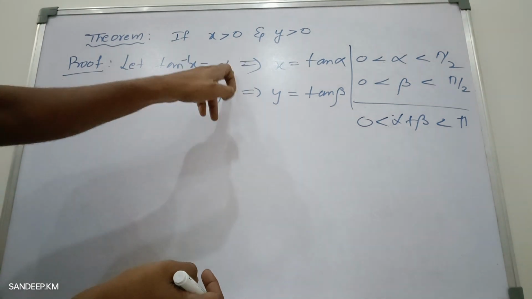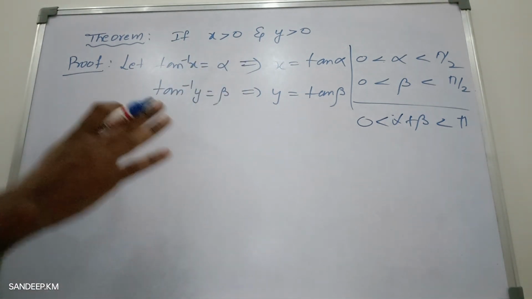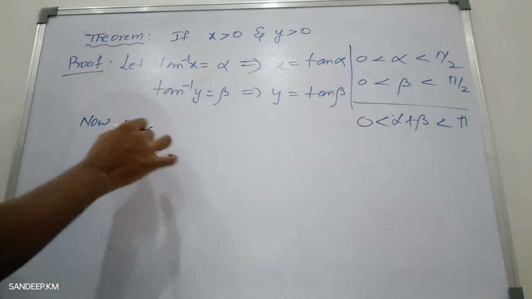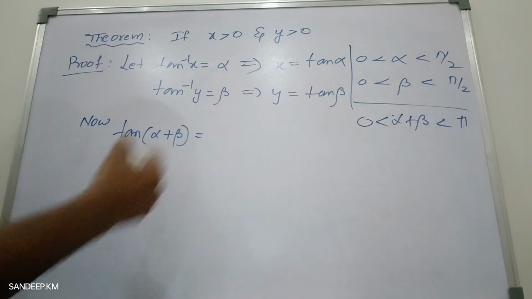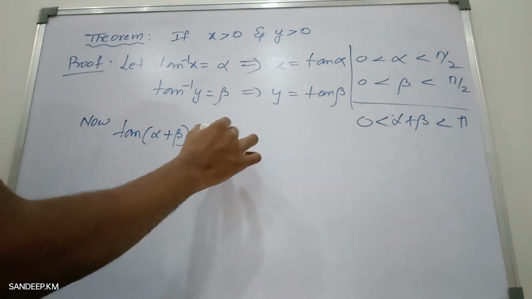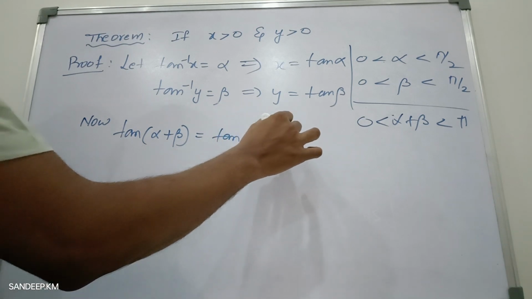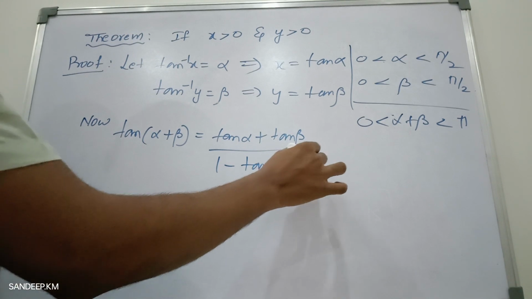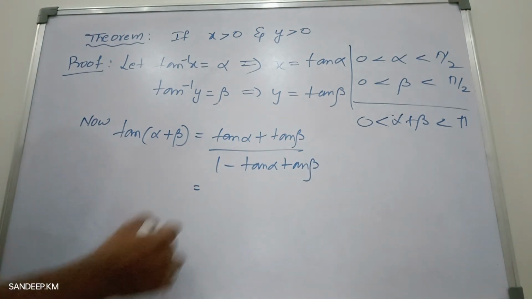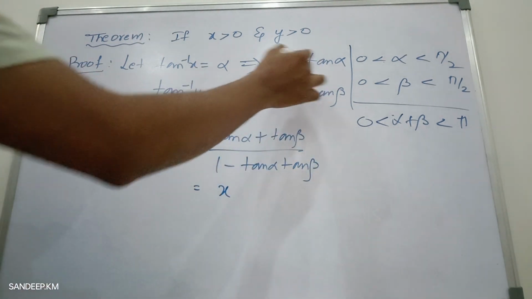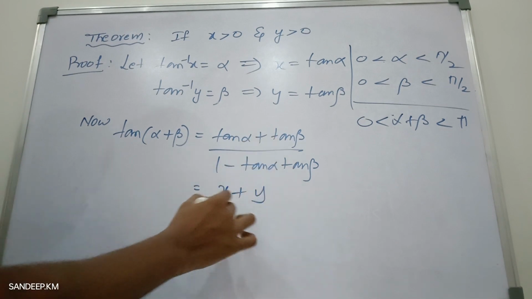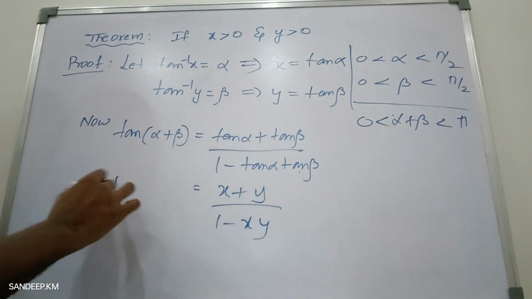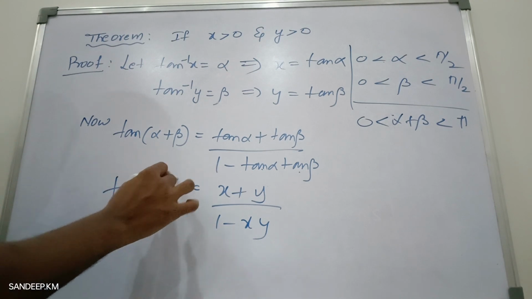That means alpha plus beta. So for this purpose, let me take tan of alpha plus beta. Tan of alpha plus beta is equal to what? Tan alpha plus tan beta by 1 minus tan alpha tan beta, which means tan alpha is x plus tan beta is y. So (x plus y) by (1 minus x into y). This is tan of alpha plus beta. Keep this in mind.